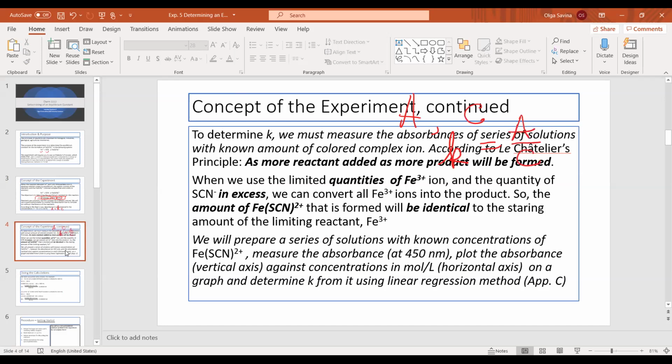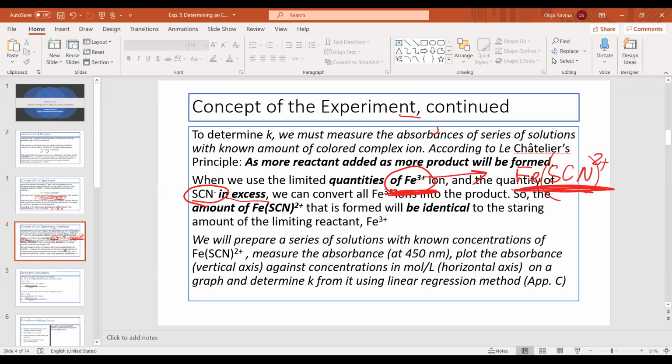How can we do that? We will use limited quantities of iron in excess of thiocyanate ion. So in our reaction, all iron ions will be converted into the colored complex. All of them will be converted. Since thiocyanate ions are in excess, the concentration of our complex will be equal to the concentration of iron ion. So this is how we will calculate our concentrations.